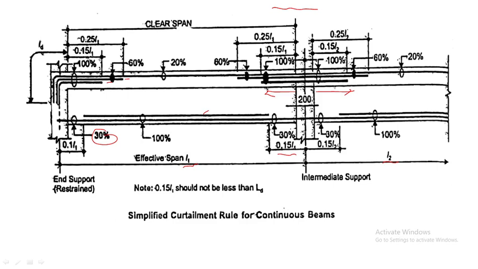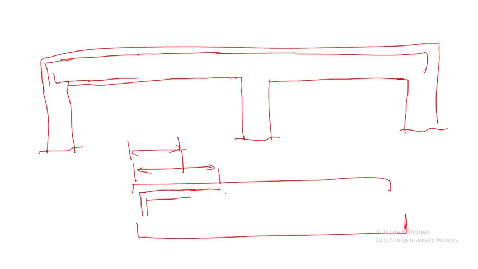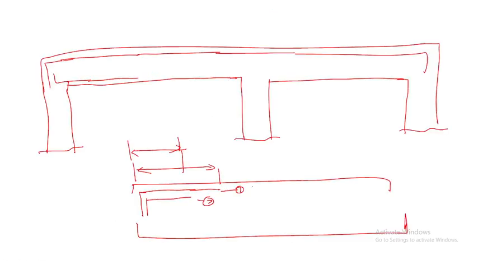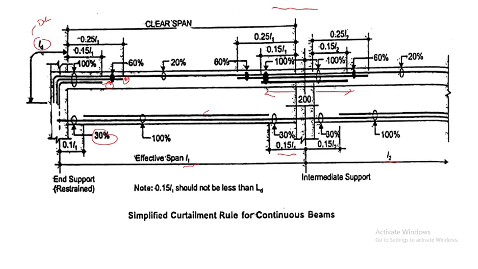So now you can see LD is nothing but the development length. This is 0.25L, this one is bar 1. I will show you. This is bar 1, this is bar 2, and this is the second bar, and this is the main reinforcement that is already provided here. So this is the third one. 1, 2, 3. Okay, so 0.25L1, 0.15L1, and this one is 100%.